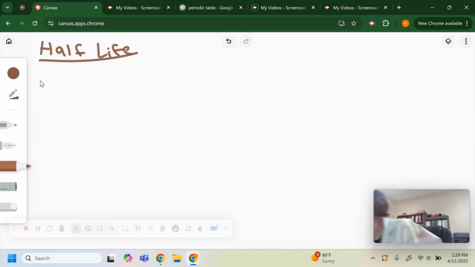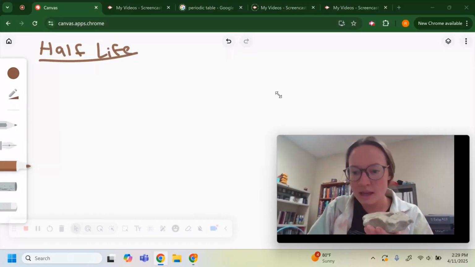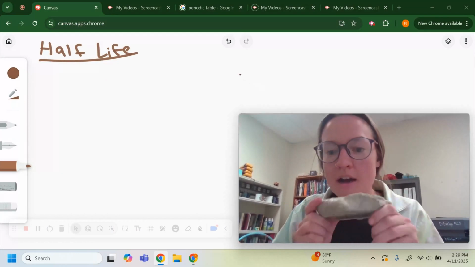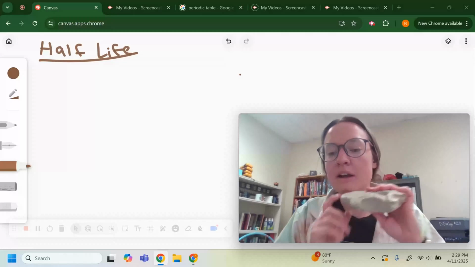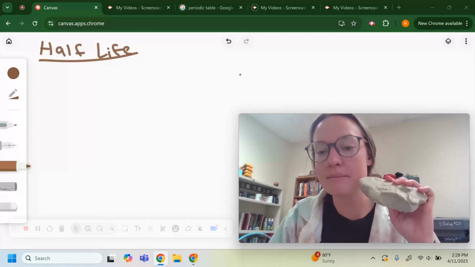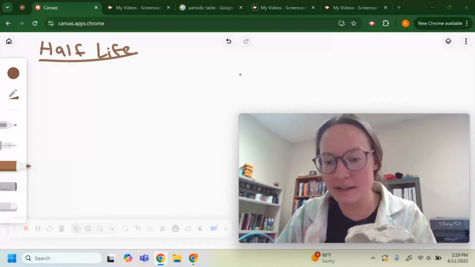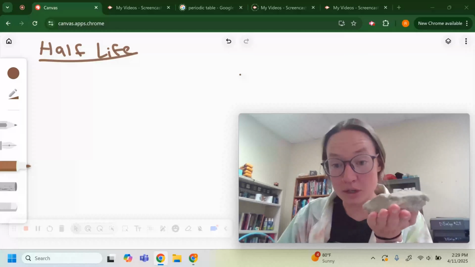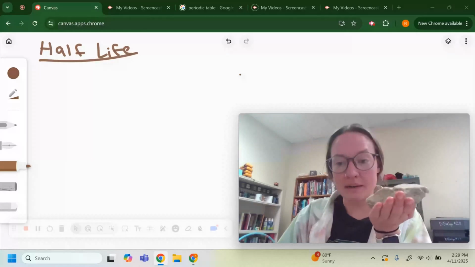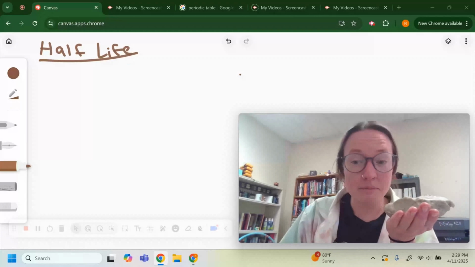Say, for example, that I had here a rock of pure uranium. Now, if I had a rock of pure uranium, that would be very bad because I'd be holding it in my hand, and I just would not advise that for anybody. But say that I had a rock of pure uranium. That uranium is not going to stay uranium for very long.